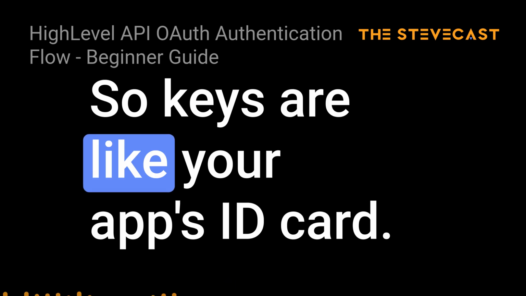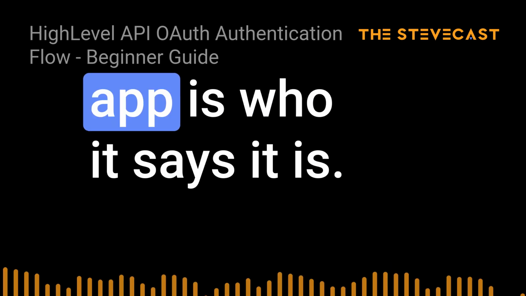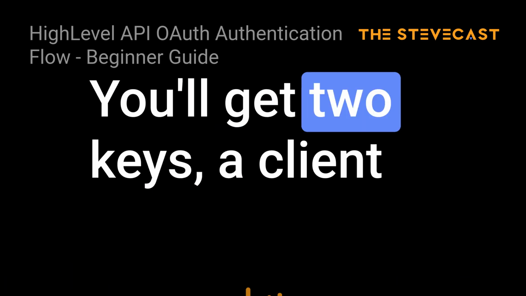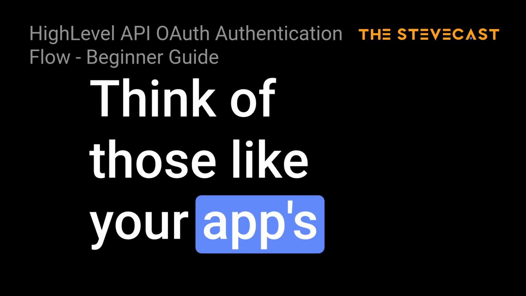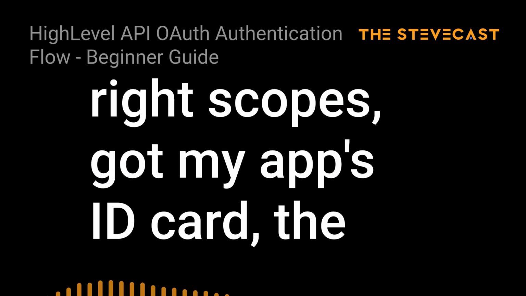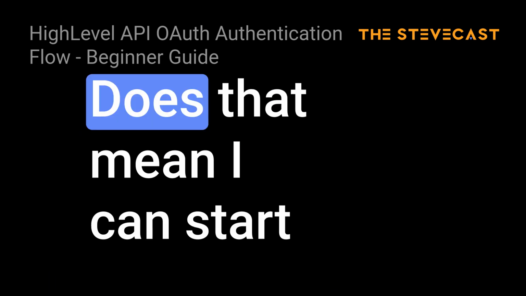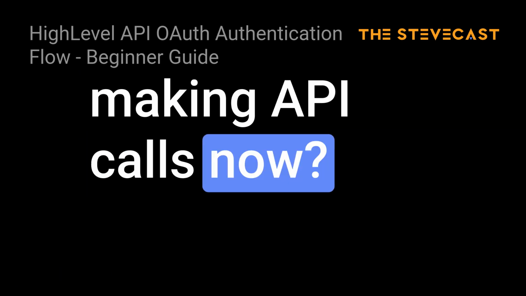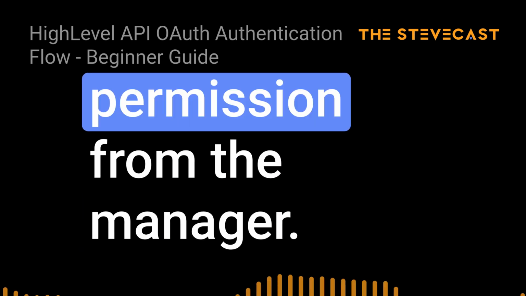Keys are like your app's ID card. They prove to HighLevel that your app is who it says it is. You'll get two keys, a client ID and a client secret. Think of those like your app's username and password. Okay, so I've registered my app, set the right scopes, and got my app's ID card, the client ID and client secret. Does that mean I can start making API calls now? Not quite yet. We've gotten past the bouncer at the door, but now we need to get permission from the manager.